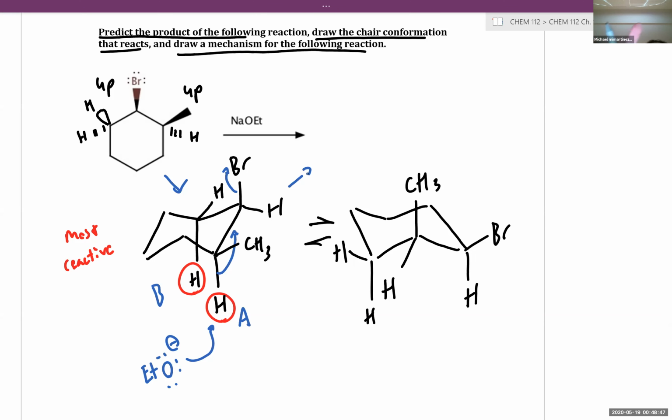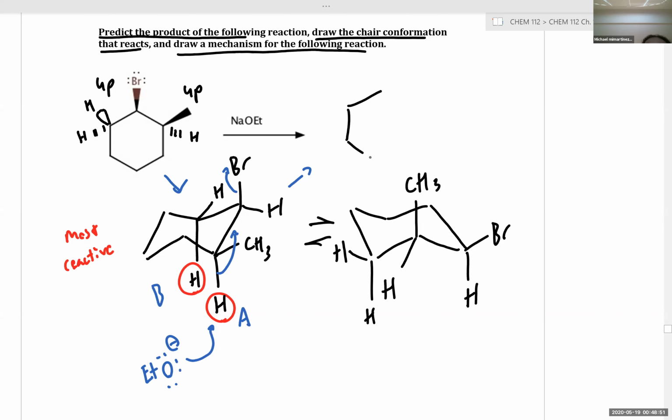So let's draw out our alkene. It's the most substituted alkene. And this is only possible because our bromine and our hydrogen are transdiaxial. Does that make sense to everyone?